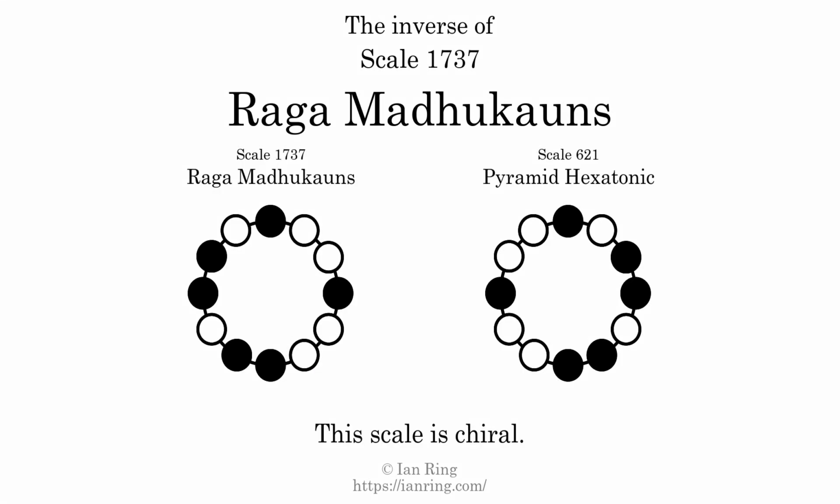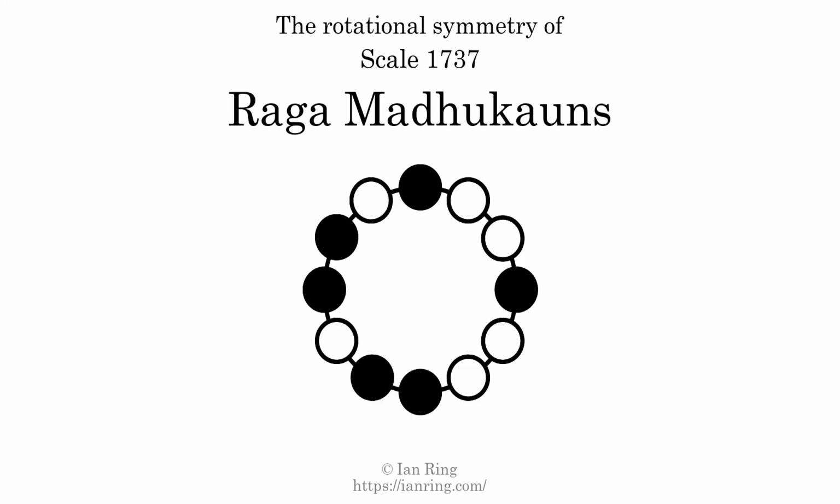The inverse of a scale is a mirror image. It is what you get when the sequence of intervals is reversed. The inverse of this scale is scale 621, also known as pyramid hexatonic. This scale is chiral. It cannot transform into its inverse by rotational transformation. This scale has no rotational symmetry.